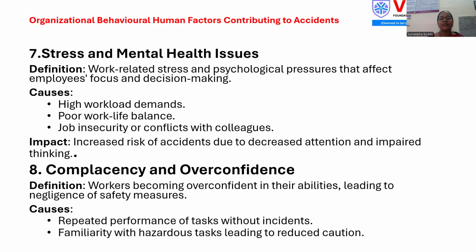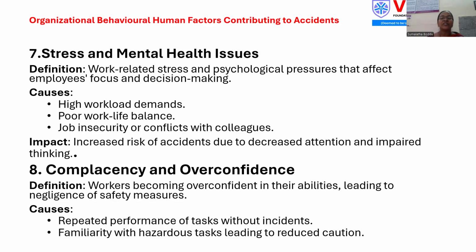Coming to the seventh one, stress and mental health issues. Coming to the definition, stress refers to mental or emotional pressure affecting employee performance and concentration. What are the causes of this one? Heavy workload, job insecurity, poor work-life balance, and workplace conflicts. Coming to the impact, stress affects attention, judgment, decision making, emotional stability. Highly stressed employees are more likely to make mistakes and cause accidents.